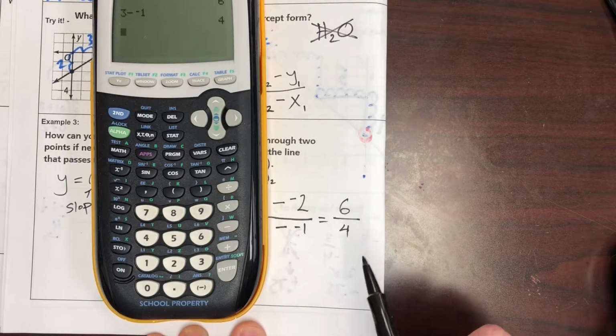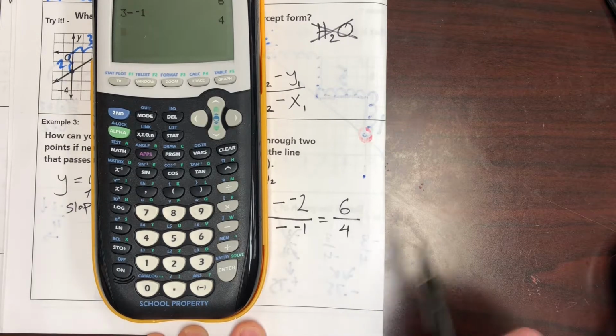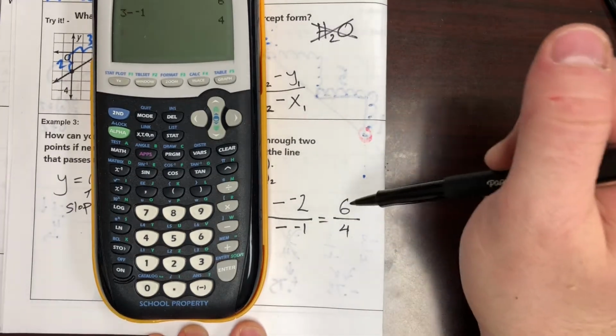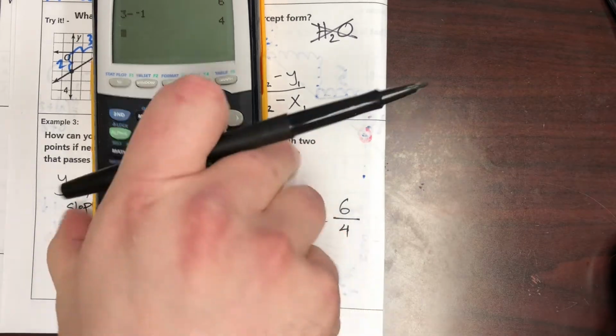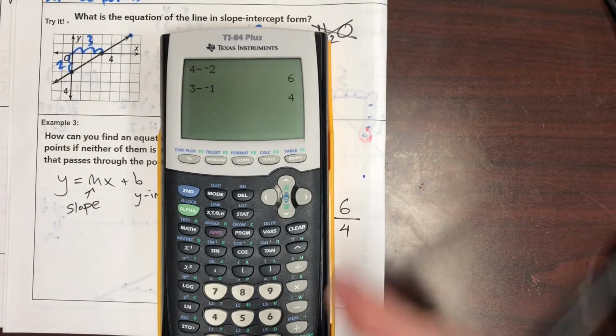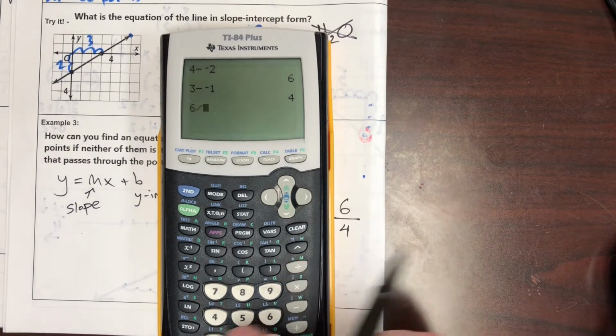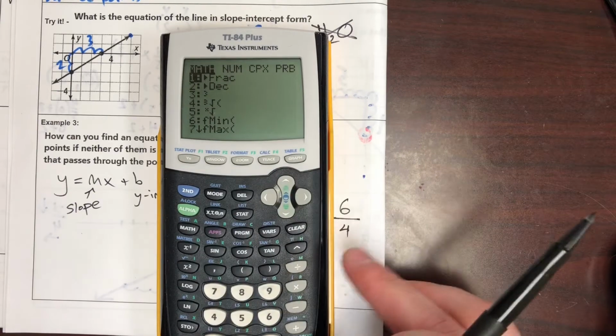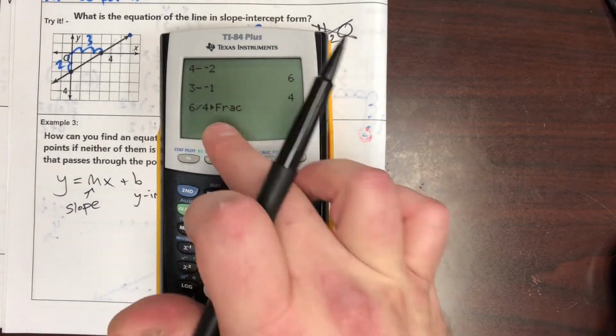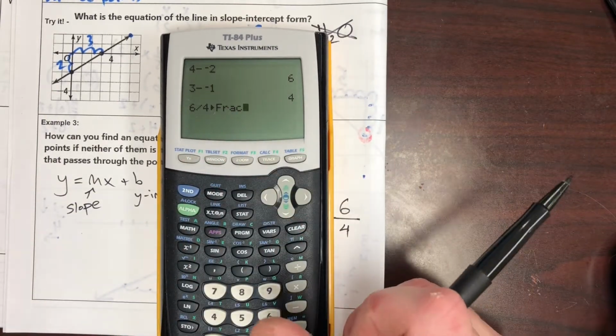Oh, 6 over 4. That is actually simplifiable. Simplifiable. That's the word. No, just kidding. We can simplify this. And the way that we would do that is in our calculator. If you don't know how to do this by hand, in your calculator, you use 6 divided by 4, and then you go to math. See how it says fraction? What it does is it takes what we got there and converts it into a fraction.